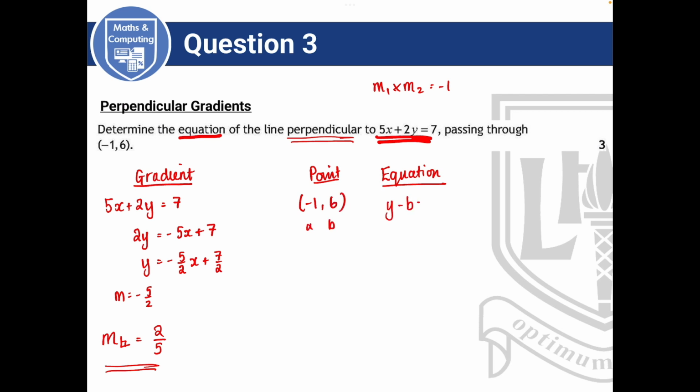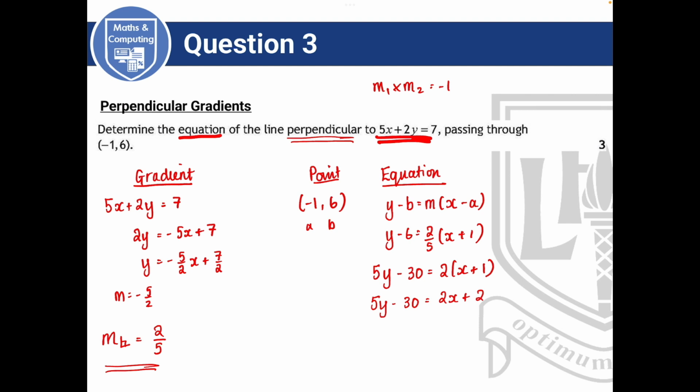So I just go into my National 5 formula, y minus b equals m bracket x minus a. So I've got y minus 6 is equal to 2/5 of (x plus 1). Remember, your minus and minus becomes a positive. I'm going to multiply all of my terms. Now just remember, your terms are your individual things, not anything that is inside a bracket, by the denominator of the fraction, I'm going to get 5y minus 30, expand my bracket, I'll get 2x plus 2.